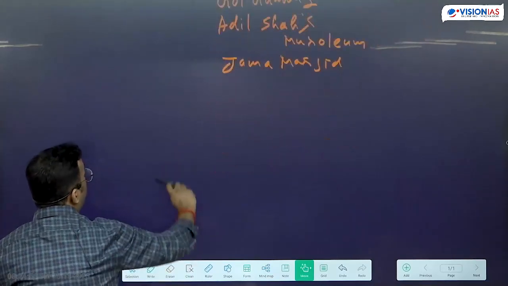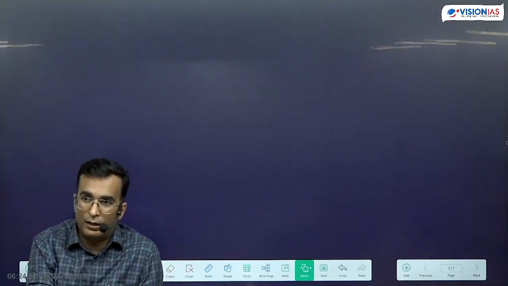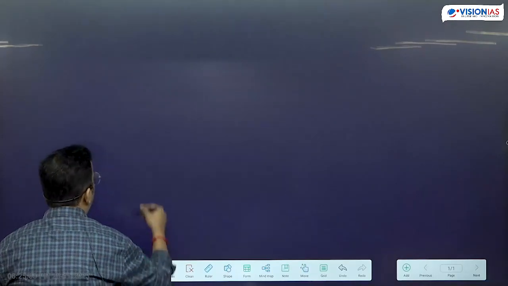So now we are done with the architecture of the Delhi Sultanate period. We are moving towards the Mughal architecture. So mention a title, Mughal architecture.